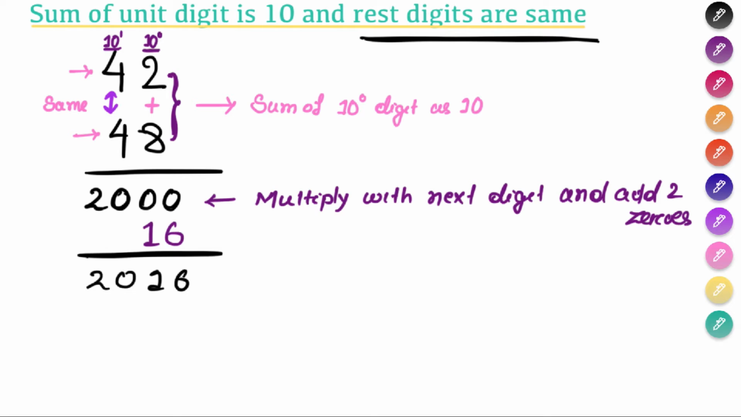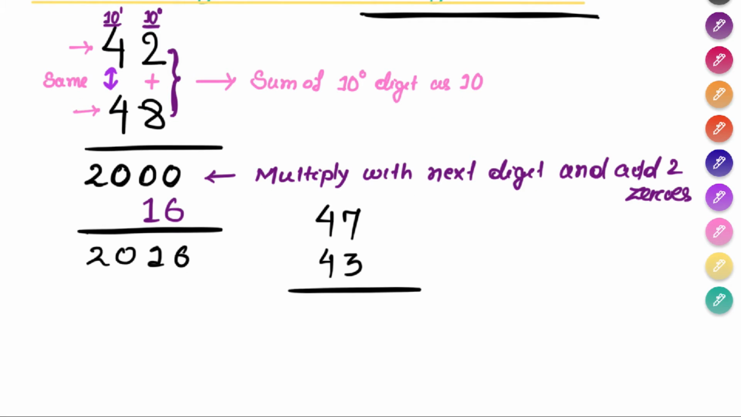Suppose we have another example, that is 47 into 43. So can you do that directly? Yes. We see the unit digit sum is 10 and the rest digit is 4. So we simply multiply 4 with the next digit, that is 5. So directly write 20 and we add 2 zeros. 7 into 3 is 21. So 21. That gives us 2021. Let us do one more example.